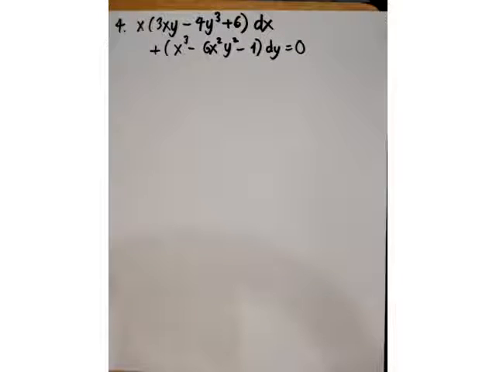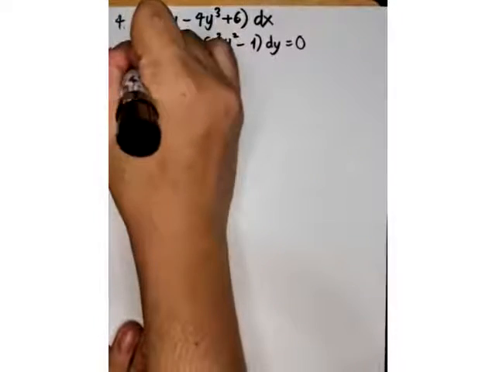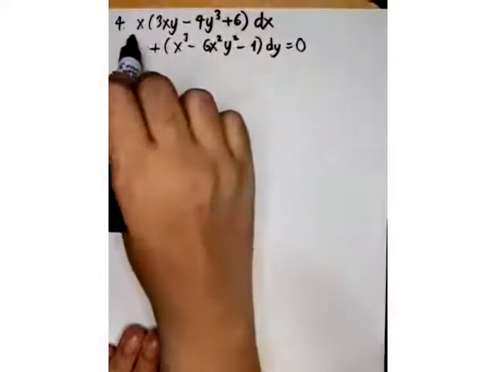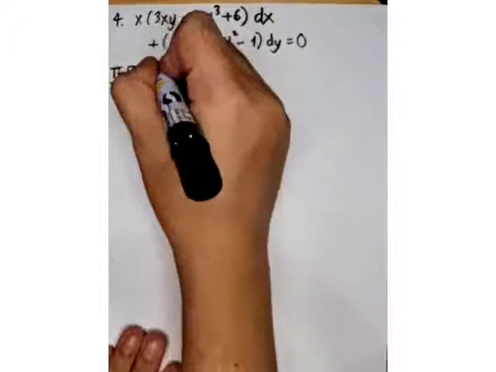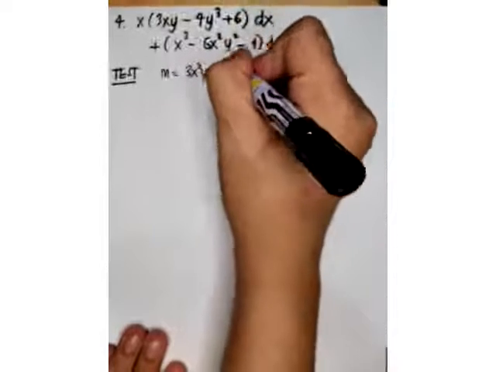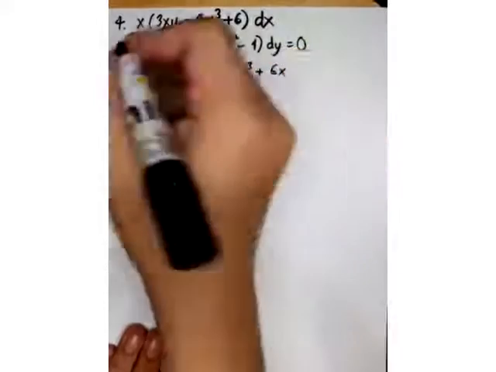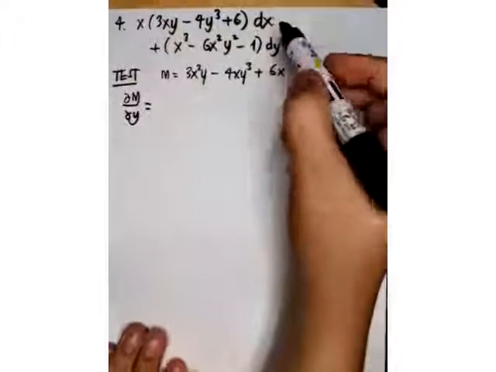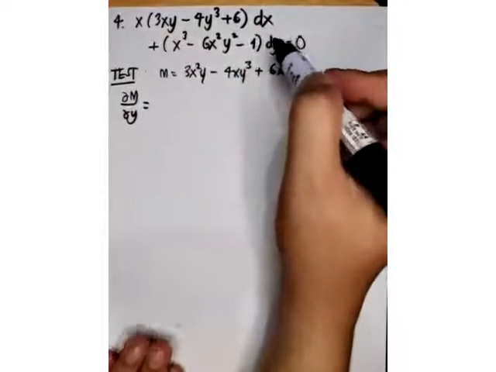So hindi talaga siya pwedeng separable. So that means, now we'll proceed to the next method, which is the exact method, by testing the equation for exactness. Okay, so meron tayong naka-factor ditong x. So ang gagawin natin is ipapasok muna natin siya. So yung M natin magiging 3x squared y minus 4xy cubed plus 6x. Now, let's get the partial derivative of M with respect to y because that's dx. So, therefore, this should be derived with respect to the opposite variable.